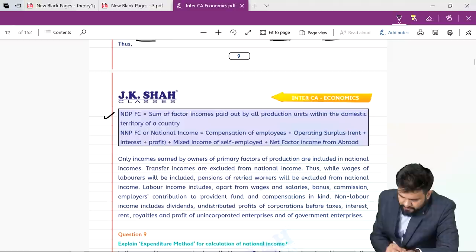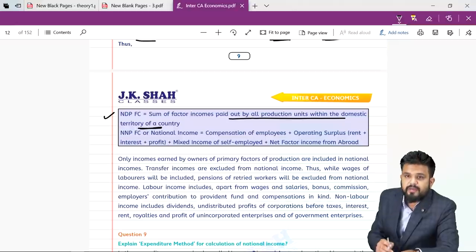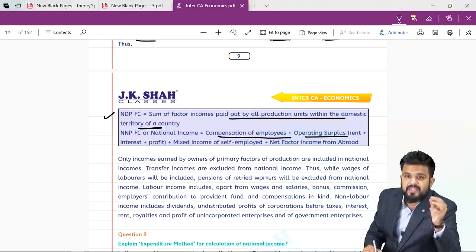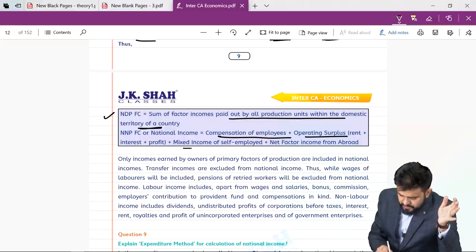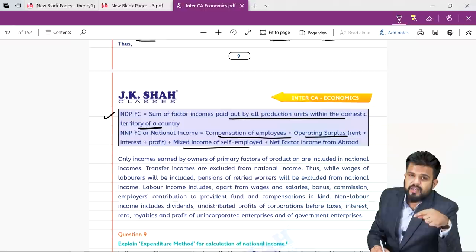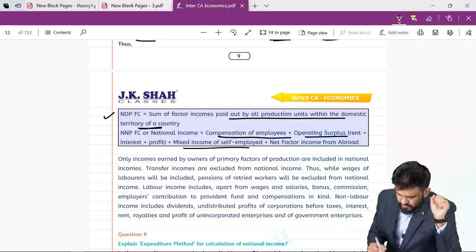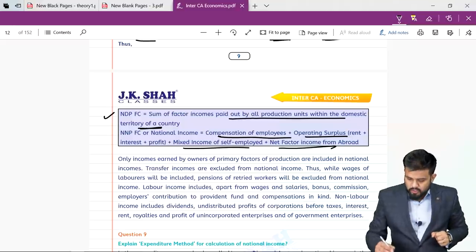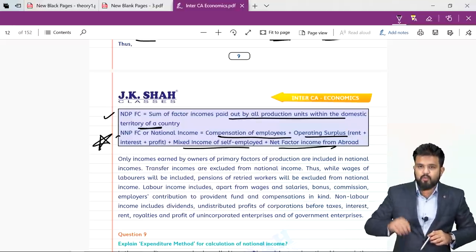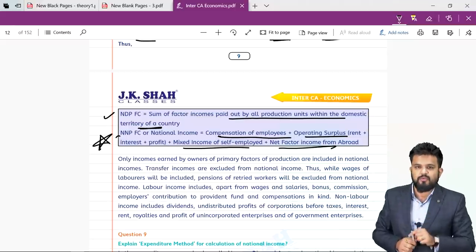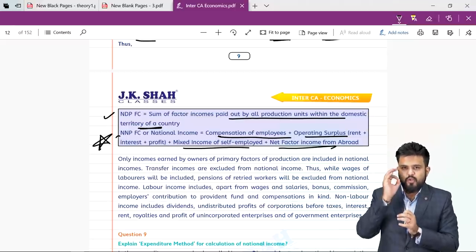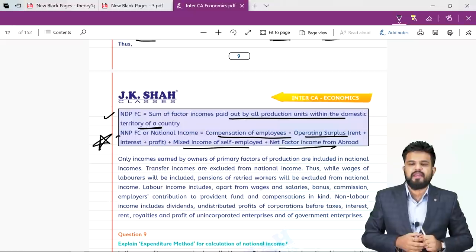So, NDP at factor cost is the sum of factor incomes paid out by all the production units within the domestic territory, whatever they have produced and whatever income they earn. Compensation of employees is nothing but wages and salary, plus operating surplus, which is your rent, profit and interest, plus mixed income, which you already know is income from different sources which cannot be distinguished, plus NFIA. Put a star mark, this looks very important, one sum is expected from this formula, NNP at factor cost: compensation of employees plus operating surplus plus mixed income plus NFIA.